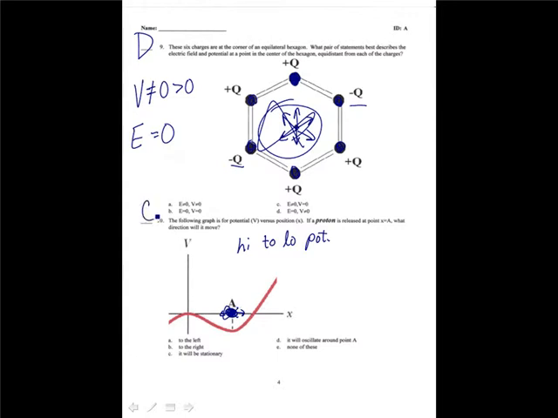It's in a potential well, as we call it, and it won't move. It will be stationary. This is one way to isolate charged particles: create a potential well so that they can't move, because they don't want to move from low to high. They want to move from high to low.